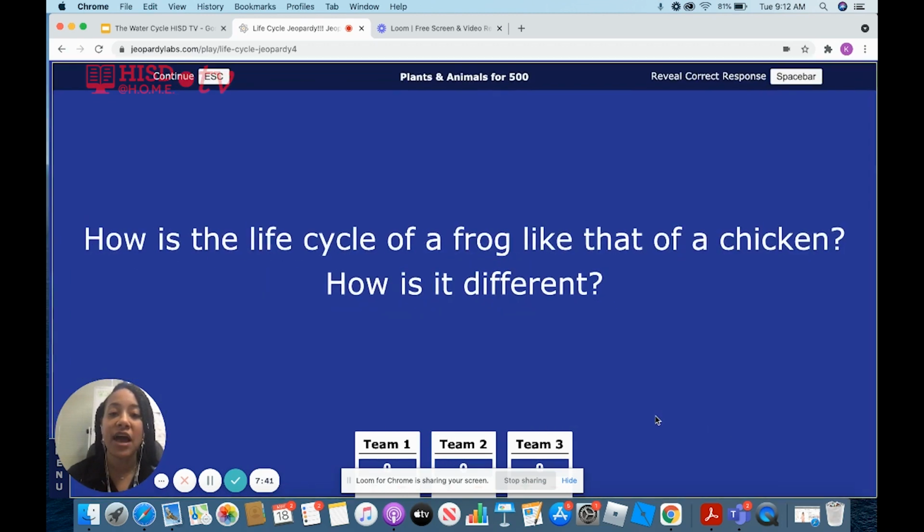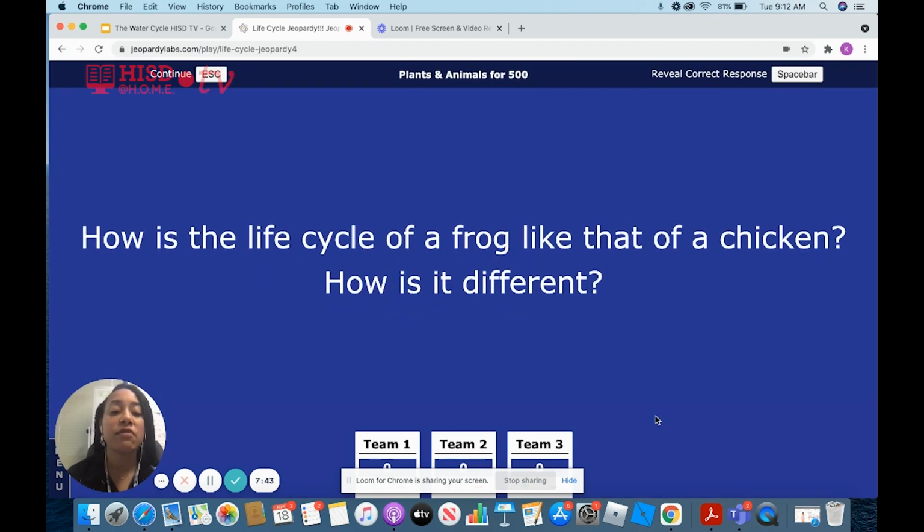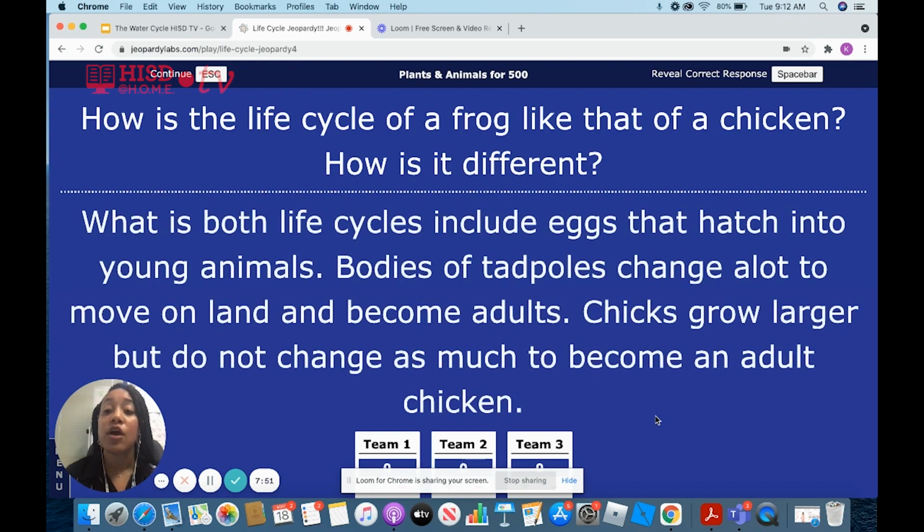Plants and animals for 500. How is the life cycle of a frog like that of a chicken, and how is it different? So both life cycles include eggs, and they hatch into young animals. But the bodies of tadpoles change a lot to move on land and become adults. Chicks grow larger, but do not change as much to become adult chickens.